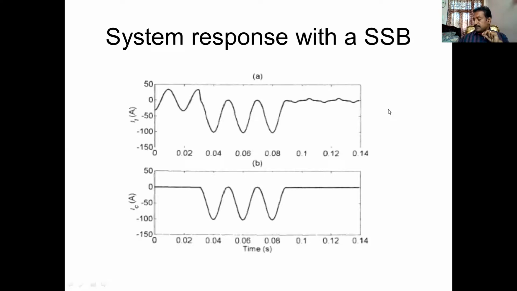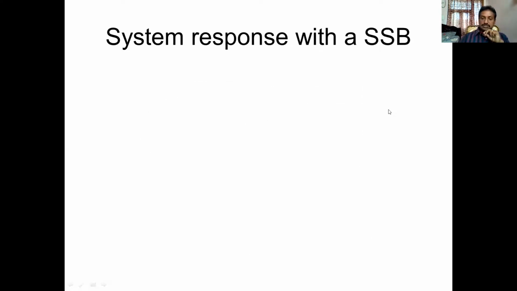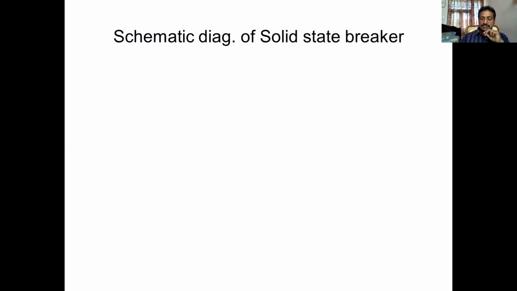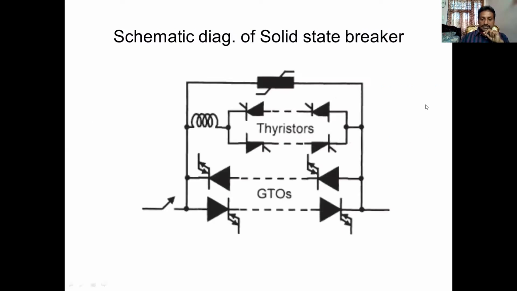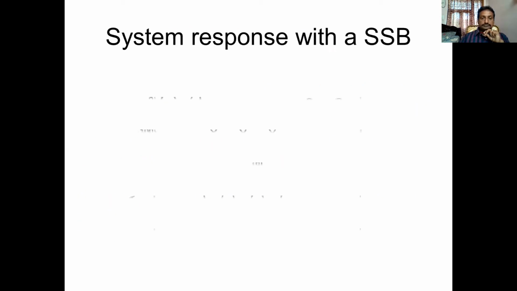An alternative topology is proposed in which anti-parallel GTO switches and zinc oxide arrestors are used. See here the anti-parallel GTO switches. Even though a small magnitude of current remains, this is a very good operation of the solid state breaker. So that is about this, and we'll come back to it.